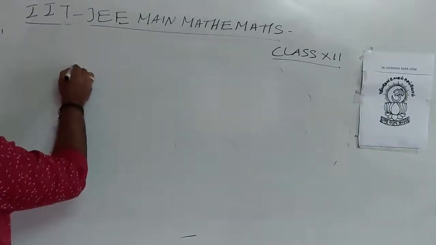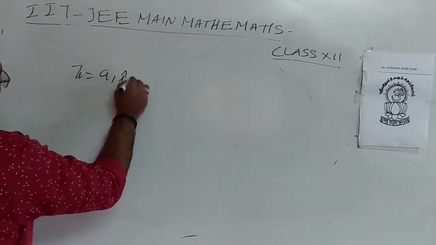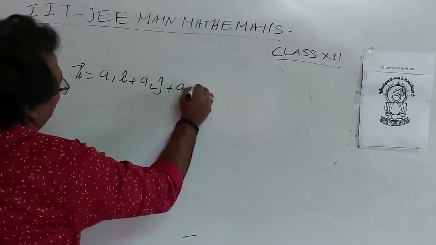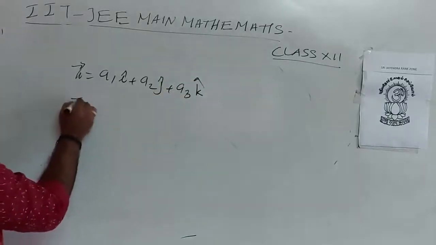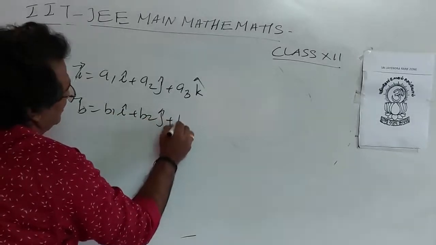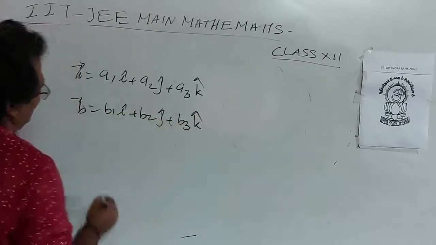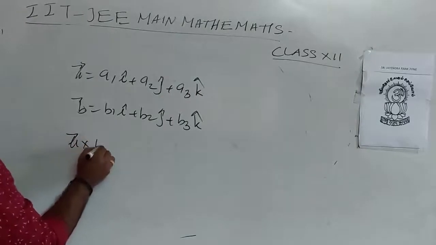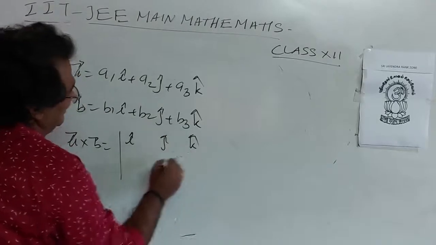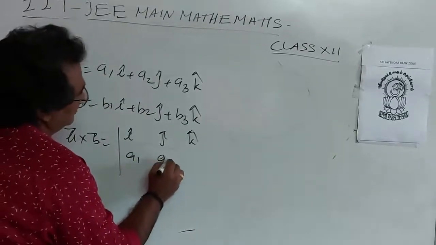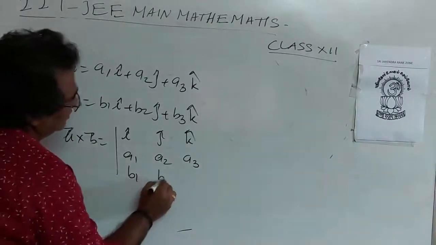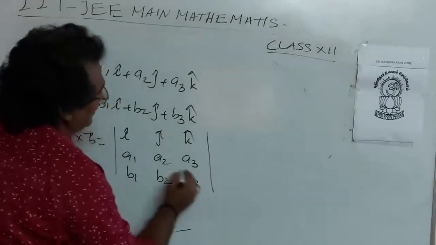So A vector equal to A1 I plus A2 J vector plus A3 K vector. B vector equal to B1 I plus B2 J plus B3 K. A vector cross B vector is the determinant with I vector, J vector, K vector in the first row, A1, A2, A3 in the second row, B1, B2, B3 in the third row.